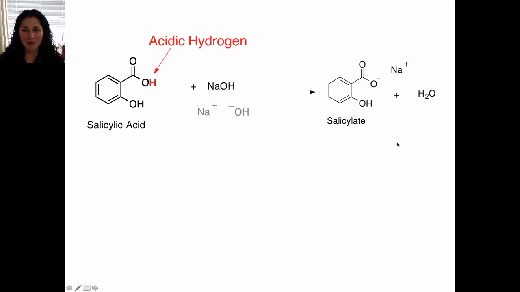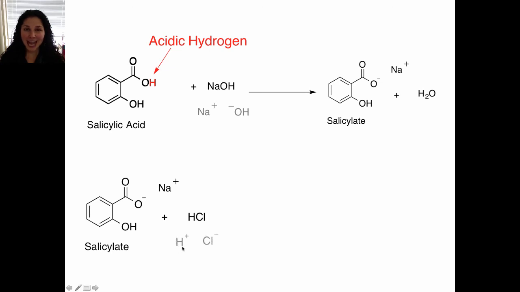Now think about what would happen if you took these products and added hydrochloric acid. If I took this, which is the conjugate base of salicylic acid, and added hydrochloric acid, what would happen? This is a strong acid. Do you remember that strong acids dissociate completely in water? Well, they do. Hydrochloric acid will dissociate completely into hydrogen ions and chloride ions. This is a strong acid, and this is just a spectator ion.